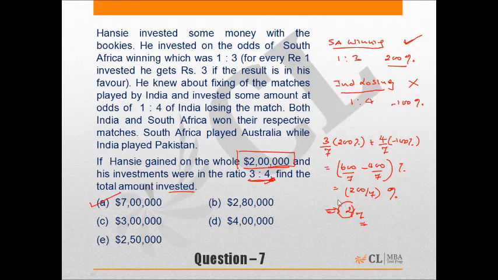His profit is 200 by 7 percent, which is nothing but 2 by 7 into 100. In percentage terms it is 200 by 7, in fractional terms it is 2 by 7, which means for every 7 rupees invested by him, his gain is 2 rupees. So since he's gained $200,000, his investment should have been $700,000.